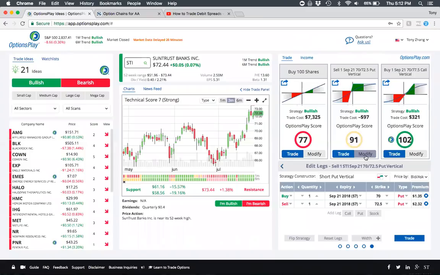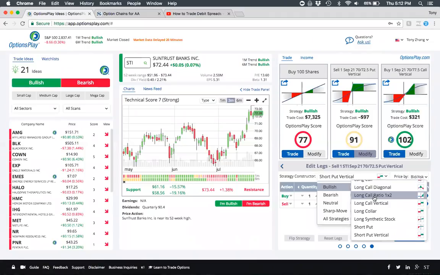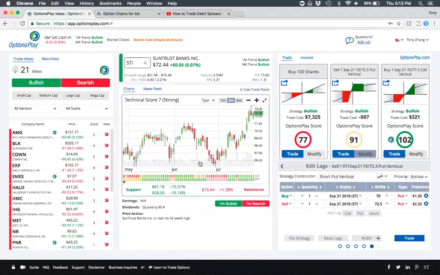So what you can do is you can utilize our platform when you use the bullish strategy constructor. The short put vertical is the credit spread, the long call vertical is the debit spread, and vice versa for puts.